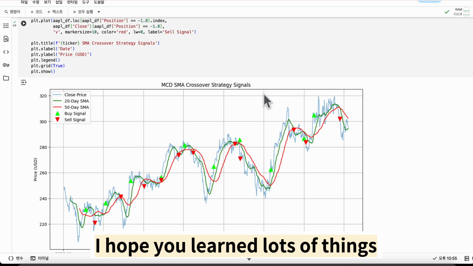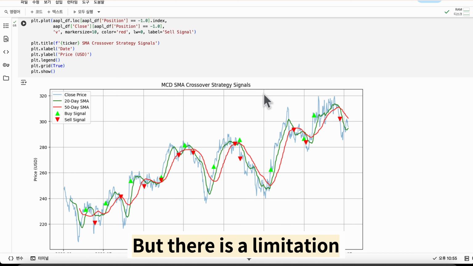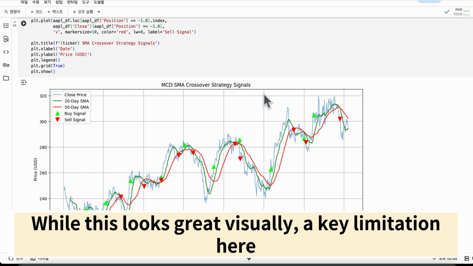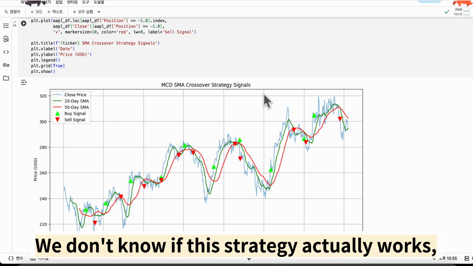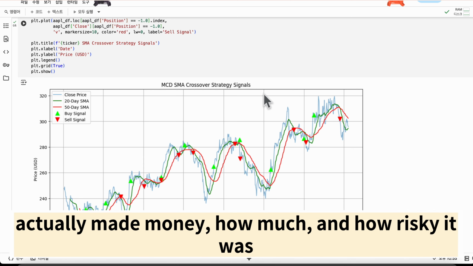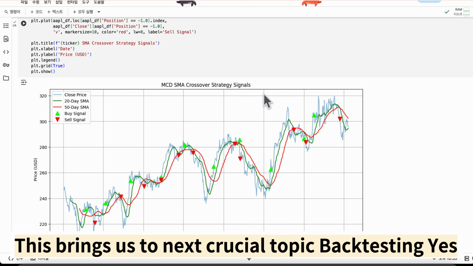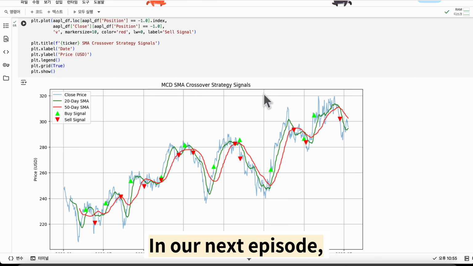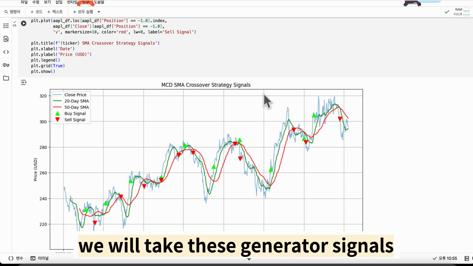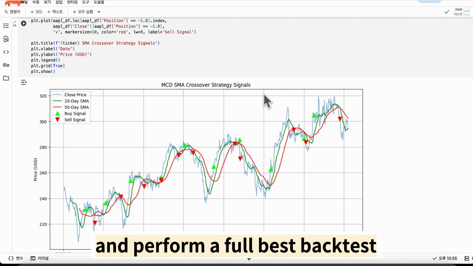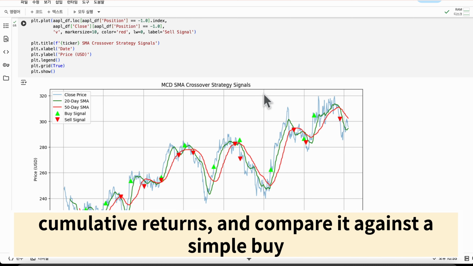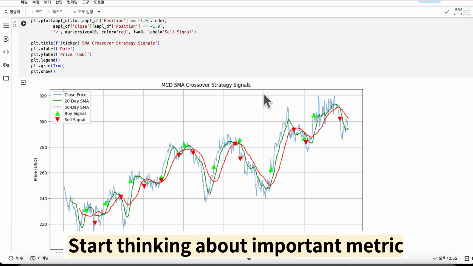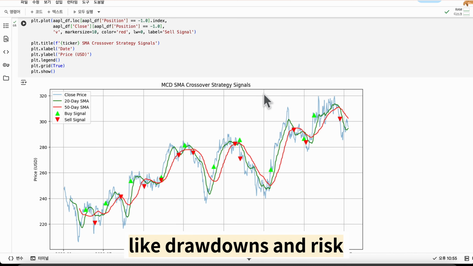I hope you learned lots of things. But there is a limitation. While this looks great visually, a key limitation is that we haven't quantified the performance. We don't know if this strategy actually works, if it actually made money, how much, and how risky it was. This brings us to the next crucial topic, backtesting. In our next episode, we will take these generated signals and perform a full backtest. We will calculate the daily returns and cumulative returns, and compare them against a simple buy and hold benchmark. Start thinking about important metrics like drawdowns and risk.